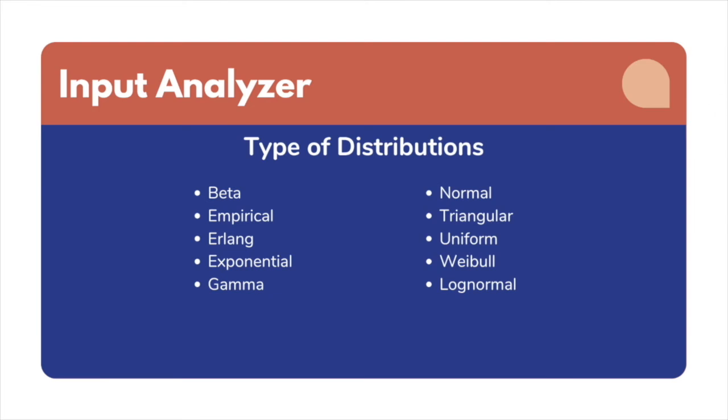That being said, it has been observed that there are various types of distributions in the launcher in which the dataset could be fitted. The list shows the types of distribution used by the researchers: beta, empirical, Erlang, exponential, gamma, normal, triangular, uniform, Weibull, and log normal.